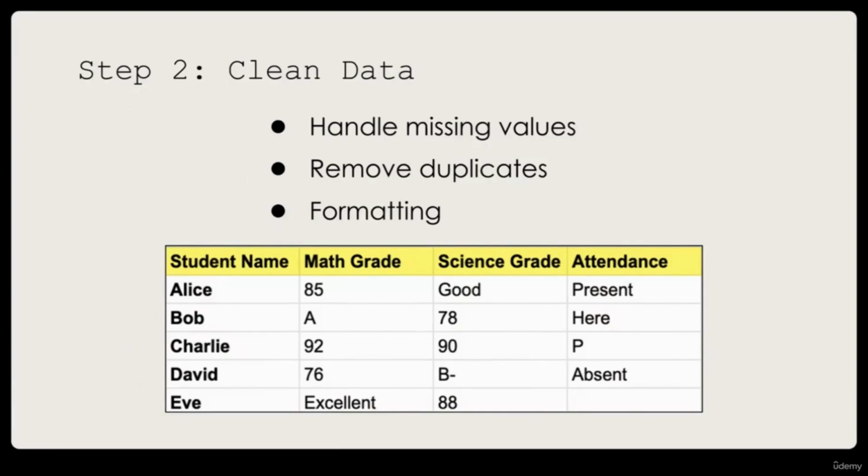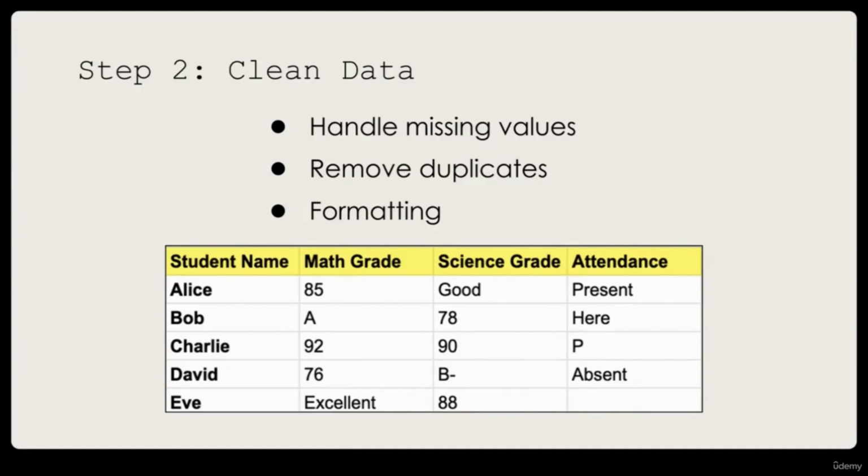We notice that it is both numerical and textual data. We see an 85, a 78, a 76, but we also see good and excellent, an A and a B minus. What we want to make sure we do is to have consistency in our data. We should either choose the numerical or the textual data.